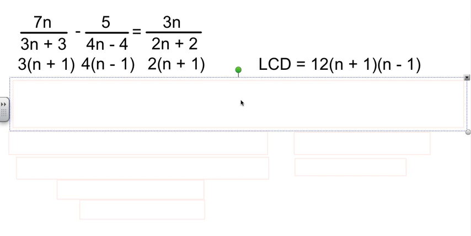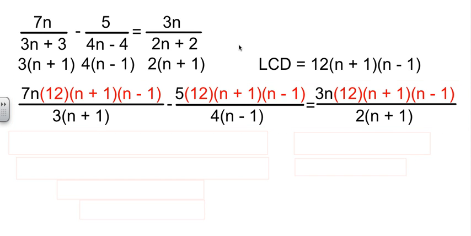So I'm going to put that common denominator on each term, just like I did before. I'm going to multiply it through to each thing, and then I'm going to do some canceling. So n plus 1 cancels n plus 1. 3 into 12 leaves 4. Okay. n minus 1 and n minus 1. 4 into 12 leaves 3. n plus 1 and n plus 1. 2 into 12 leaves 6.